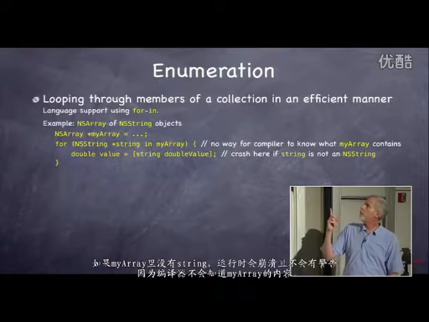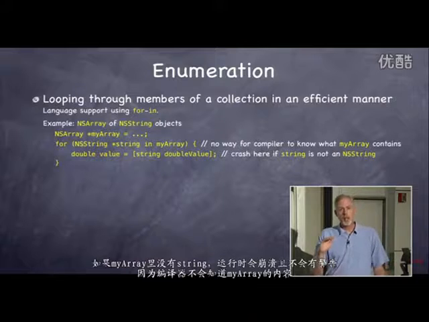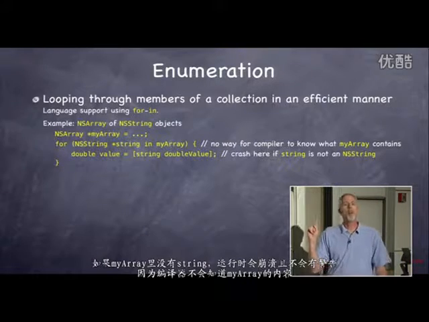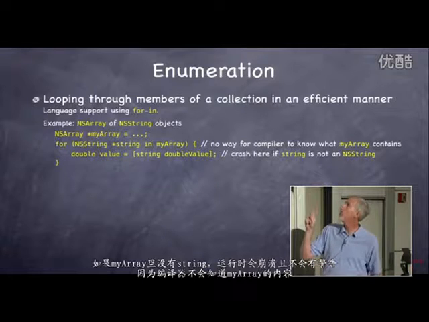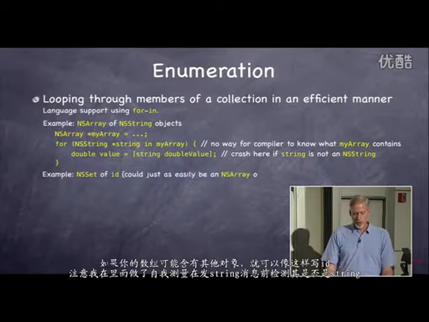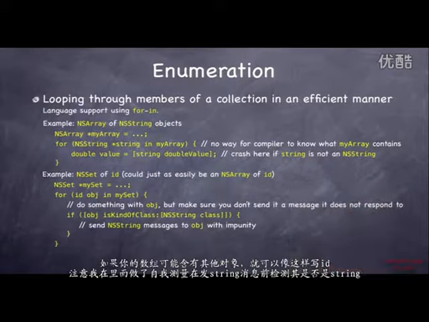If my array contains non-strings, this will crash at runtime with no warning from the compiler, because there's no way for the compiler to know whether my array contains non-strings when you do this. Okay? So be careful here. So if you had an array that might have other objects in it, you might want to do something like this.